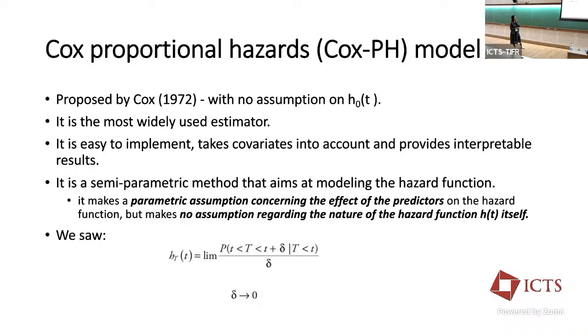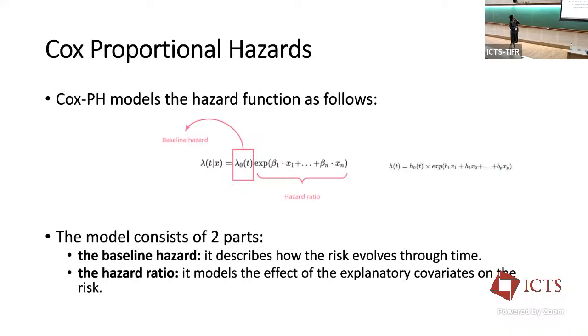It makes a parametric assumption concerning the effect of the predictors on the different variables that you use, but makes no assumption regarding the nature of the hazard function H(t) itself. This we have already seen, so we're just going to take that. It's represented as follows. Instead of H, I've taken lambda here, it's the same: H(t|X) is equal to a baseline hazard at time t0, and then you have the hazard ratio as such. These are the different variables in the study, and you have coefficients for the different variables. Or we can also write it as H(t) is equal to H naught(t) times exp.